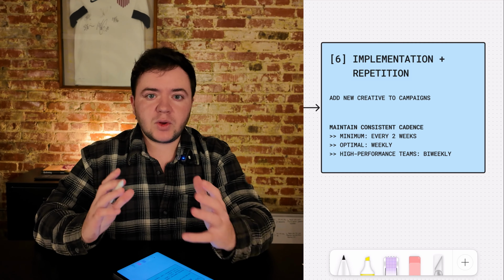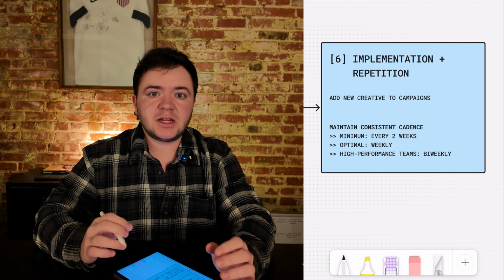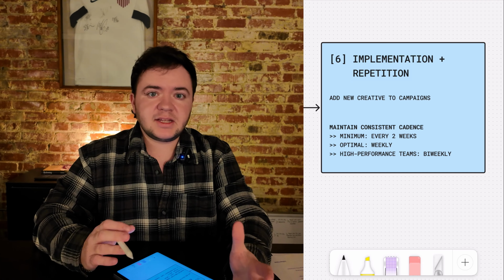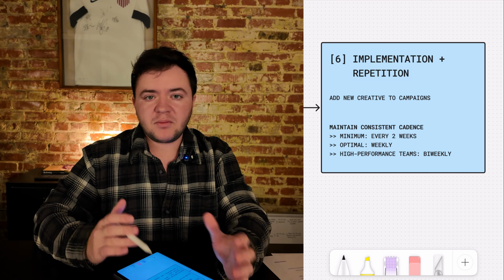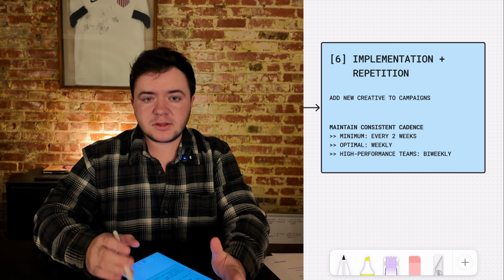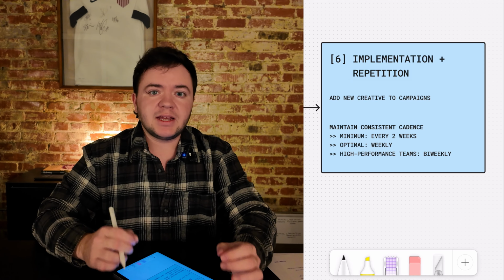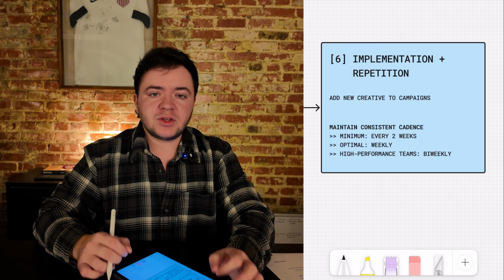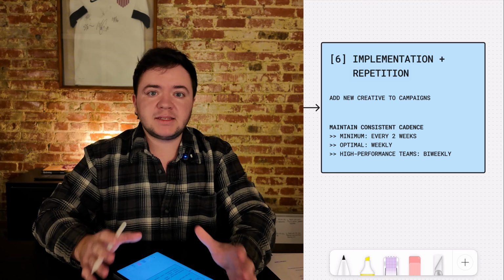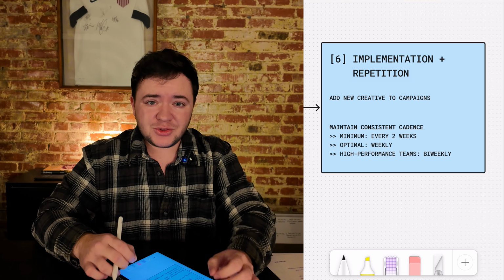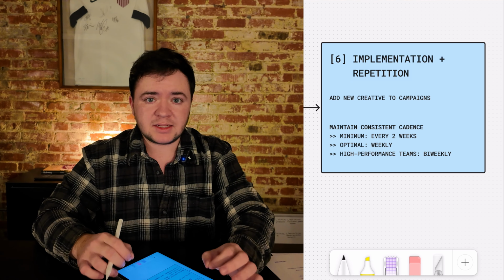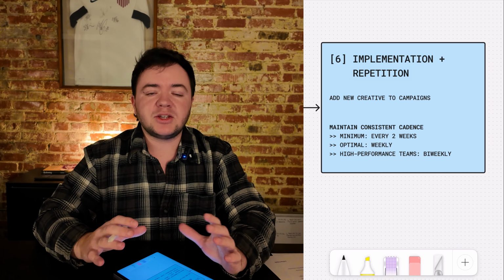And that takes us into our final step, which is implementation and repetition. So you add the new creatives to the campaigns, and then you're back at step 3, monitoring those Andromeda signals. Now, the big question for this creative engine is, how often do I need to go through this cycle? At minimum, I suggest every 2 weeks. So that means every 2 weeks, you are uploading new ads into your campaigns with fresh angles and new iterations.